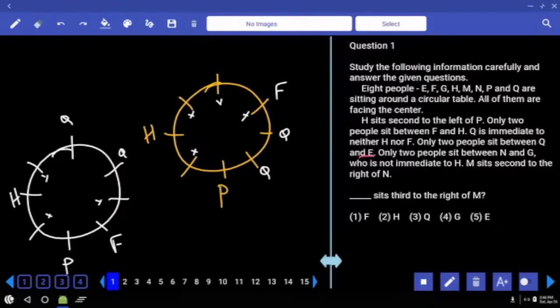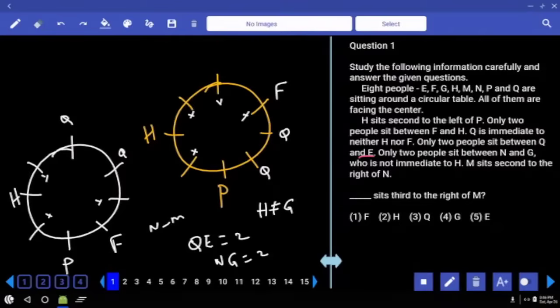And only 2 people between Q and E. Now 2 people between Q and E, 2 people. And only 2 people between N and G. N and G, 2 people. G is not an immediate neighbor to H. Now G and H are not adjacent to each other. M sits second to the right of N. Where is this M? M is seated second to the right of N. This is the information we have. Clear? M is seated second to the right of N.